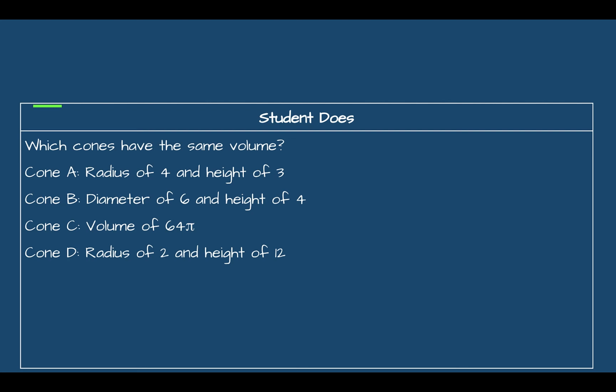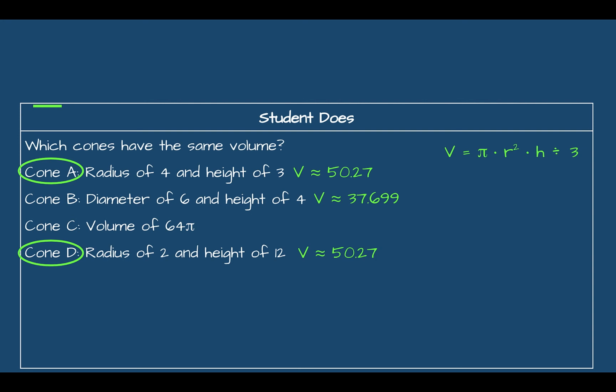Let's check the second one. Which cones have the same volume? So you should have figured out that A and D are the ones with the same volume. Each time you're using the formula volume equals pi times r squared times h divided by 3, or the 1/3. Cone C is already given to you. So if we figure out cone A, B, and D, A has a volume of about 50, B has a volume of about 37, C is already at 64 before we even multiply it by pi, and then D is at 50 as well. So A and D are the two that are equal.